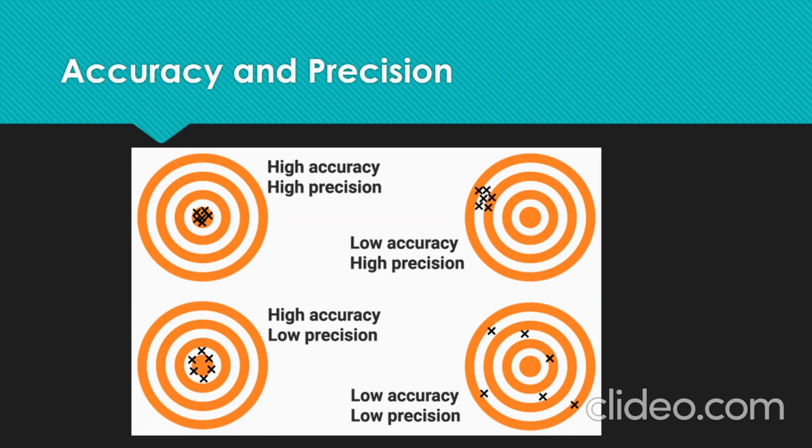In the second case, the values are close to the original value but far away from each other, so it has high accuracy and low precision. In the third case, results are close to each other and far away from the original value, so they have high precision and low accuracy. In the last case, the results are far away from the original value and even far away from each other, so it has low accuracy and low precision.